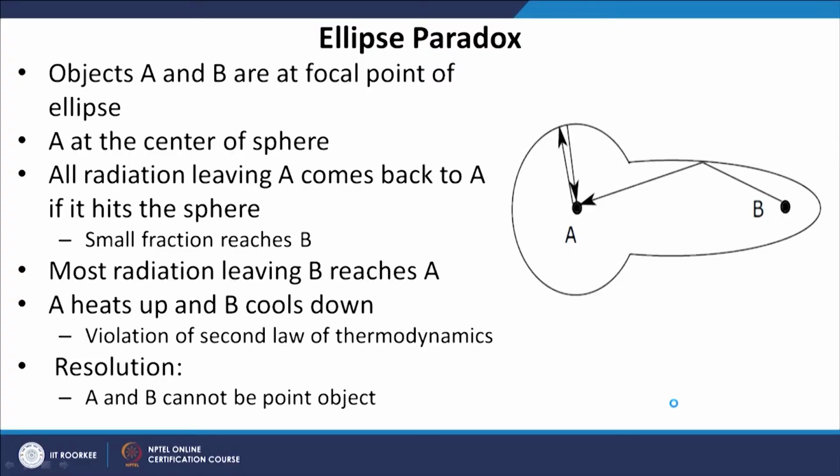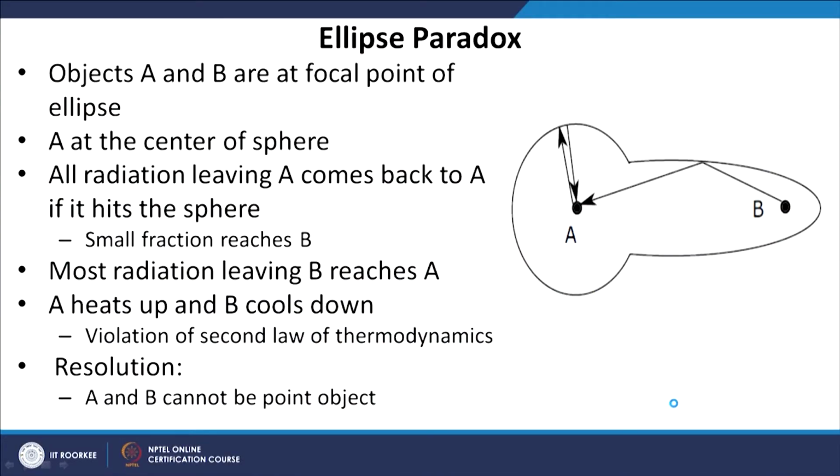Now, before we go into radiative analysis of this concentrator, let us focus on the ellipse paradox. Let us say we have a point source, and we have two mirrors, one spherical mirror and one elliptical mirror. Now, A is the center of this sphere, and A and B are at the focal points of this ellipse. So, we have an ellipse which has focus points A and B.